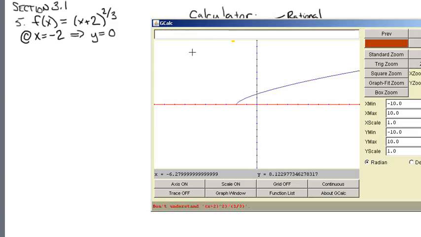If I hit enter on that, it does not understand. I put it in incorrectly. Let's see. We said the quantity of x plus 2, squared, and that will be raised to a 1/3. There we go.